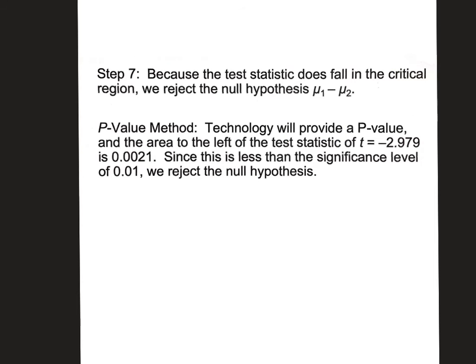That means we can reject the null, and if we reject the null, that means the means are not equal. Also, the p-value, if you did find it, was right here, 0.0021, which is less than 0.01. Remember, the p-value method and the test statistic or critical value method always give you the same answer.